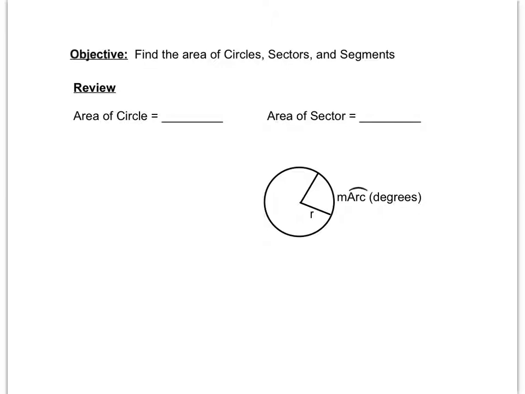Okay, we already derived this in class, or we will if we have not yet, but we know the area of a circle, and you know this way back from elementary school. The area of a circle is pi r squared.